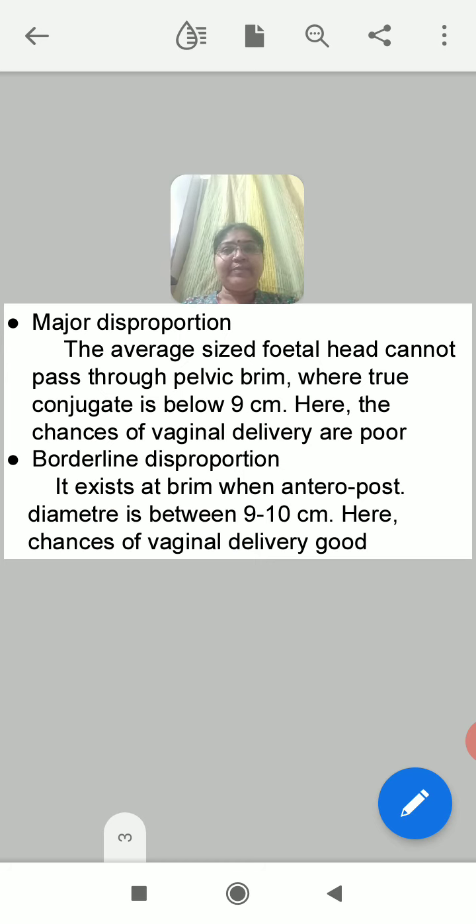In the borderline disproportion, it exists at the brim where the antero-posterior diameter is between 9 to 10 cm. Here it is not that narrow, and that's why the chances of vaginal delivery are good.